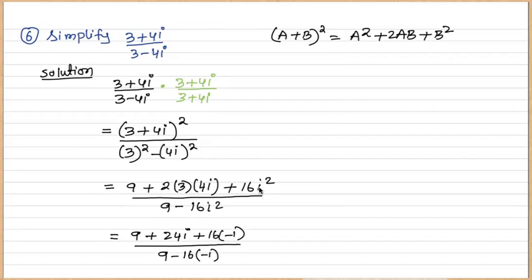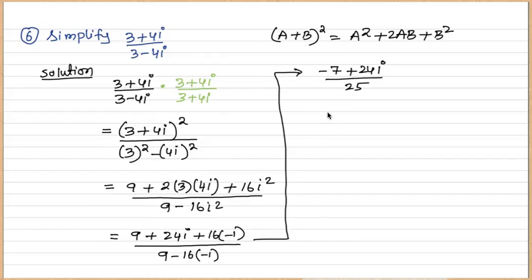So now let's do it up here. Okay, so in the numerator we have 9 and then minus 16 because 16 times -1 is a -16. So that becomes 9 minus 16, which is a -7. -7. And then plus 24i over. Now look at the denominator. We have -16 multiplied to -1. So that will be positive 16 and 9s. 9 plus 16, that's a 25.